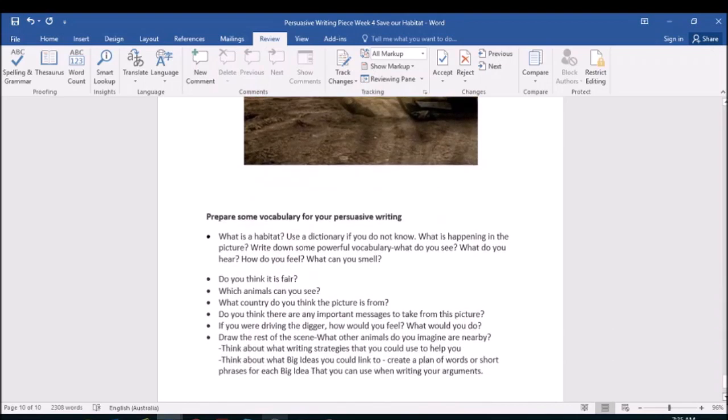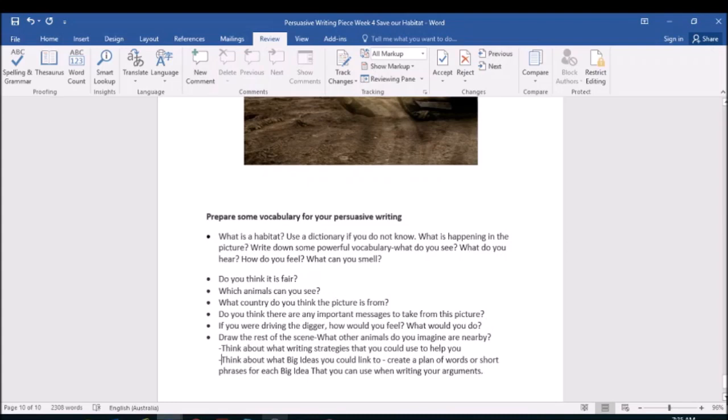So today, before we actually create our planner, we want to organise some of our thoughts and just get thinking, do some brainstorming. So the first thing we need to look at is, what is a habitat? That's really important to understand for this particular writing piece, obviously. If you don't know, you can use a dictionary and go and look it up. You then need to look at what is happening in the picture and write down some powerful vocab about what we can see, what we can hear. How do you feel when you look at this picture? And possibly what you could smell.